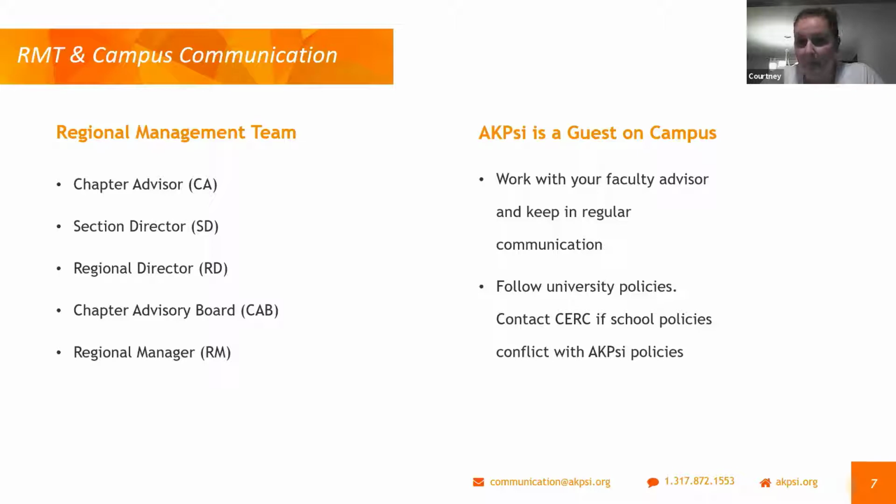And then when it comes to the management team, they're your person, if you will, on the management team. If you don't know who it is, please reach out to your regional director, and they should be able to assist you.